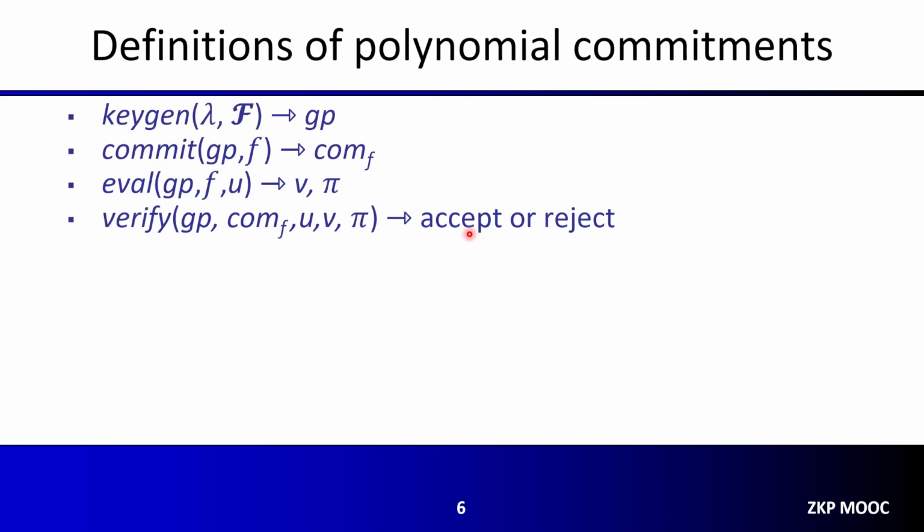The correctness of a polynomial commitment says that if the prover is honest and follows all of these algorithms, then the verification always outputs accept. And I omit the formal definition here.